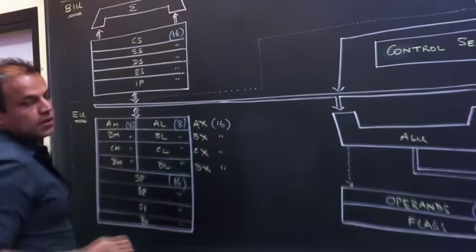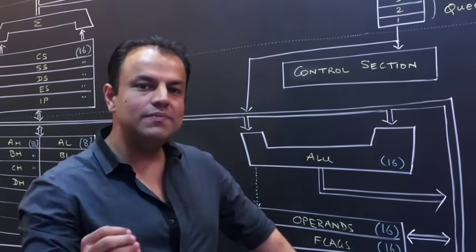Okay, so you see two such symbols on the board. There's one here and there's one here. So both of them are arithmetic circuits. Are both of them the ALUs?